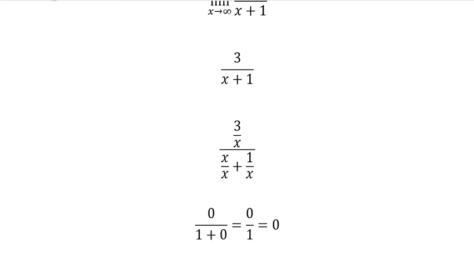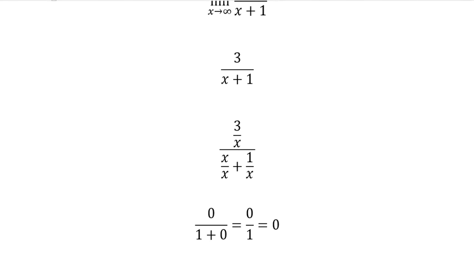So if we had 3 over 1, then it would be 3. And if we had 3 over 2, it would be 1.5. If we had 3 over 3, it would be 1. And then 3 over 4 would be 3/4 or 0.75, and then so on and so on. You can see that the number keeps getting smaller, but it never actually gets to 0. But it approaches 0.